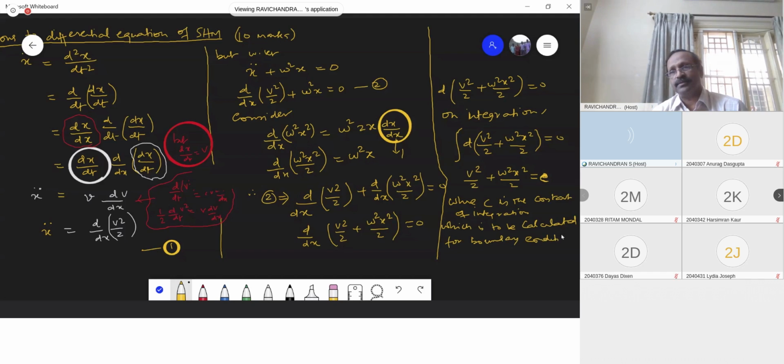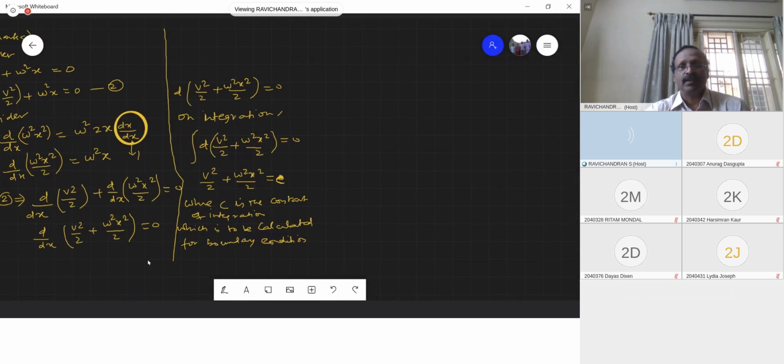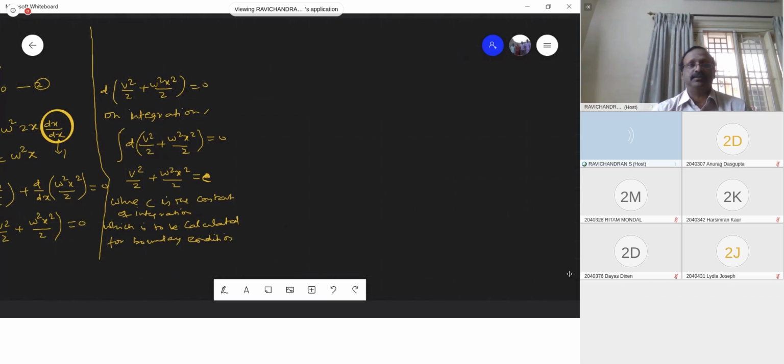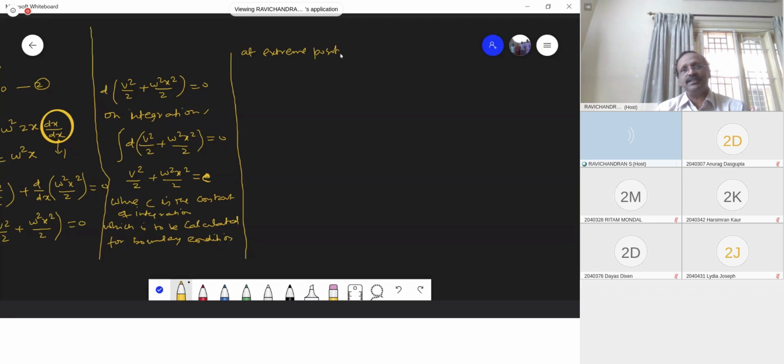Boundary condition. I just move to the other side. Therefore, what is the boundary condition? Which should be calculated for boundary condition. What condition when at the extreme position? At the extreme position, the velocity is 0. Extreme position, x is equal to a, but velocity equal to 0.